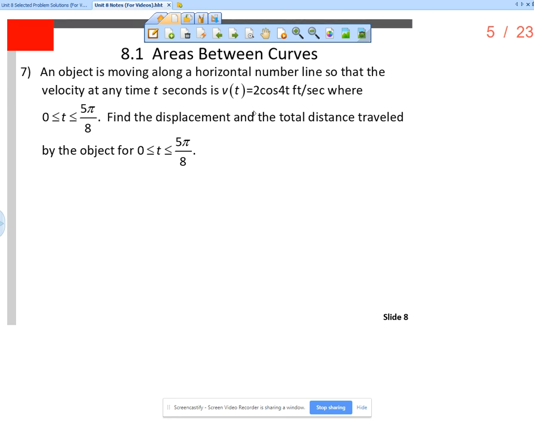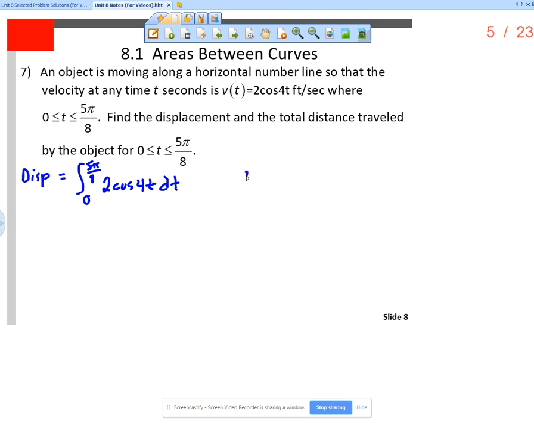All right, so first thing we need to do, well, we need to remember, the displacement, right, is going to be the integral from 0 to 5 pi over 8, right? Those are the limits that were given, of the function 2 cosine of 4t dt, right? So we're just going to calculate that normally, right? That's going to be the displacement.